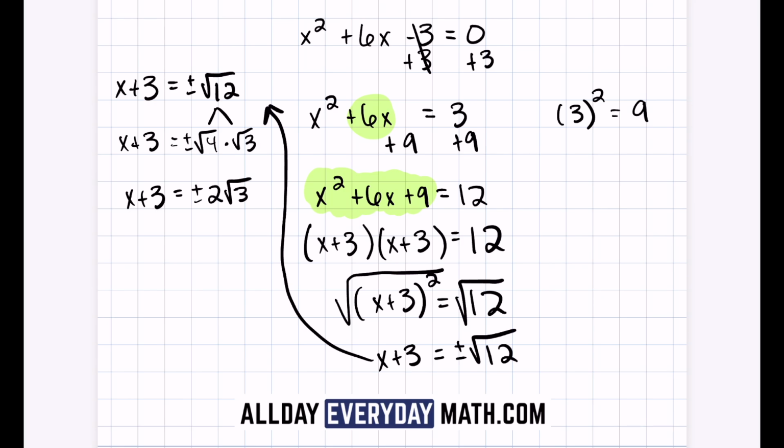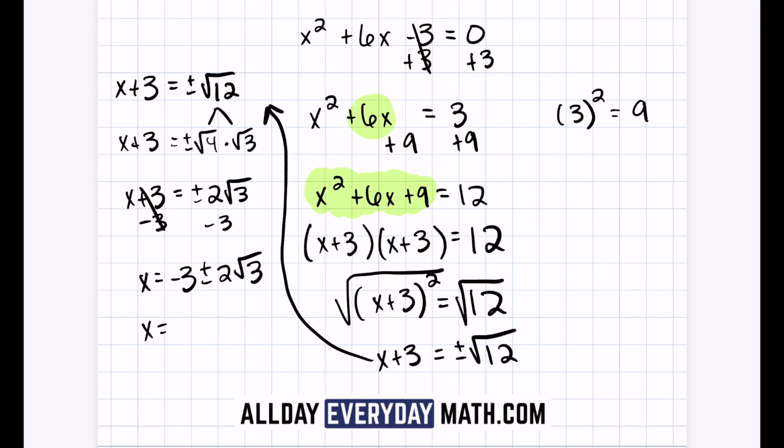And so now to get x by itself, we can subtract 3 from both sides to get x is equal to negative 3 plus or minus 2 times the square root of 3. And then if we want, we can go ahead and write out each solution separately.